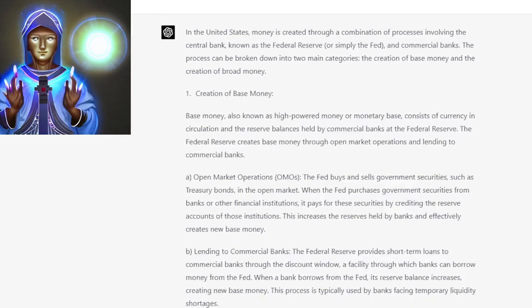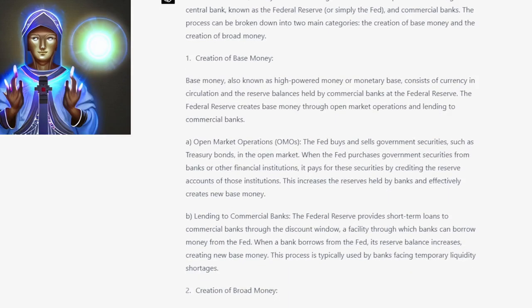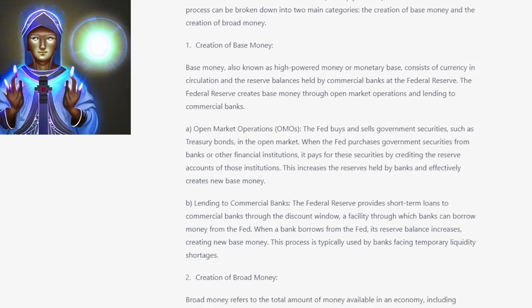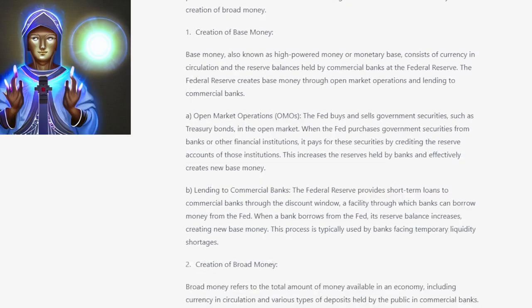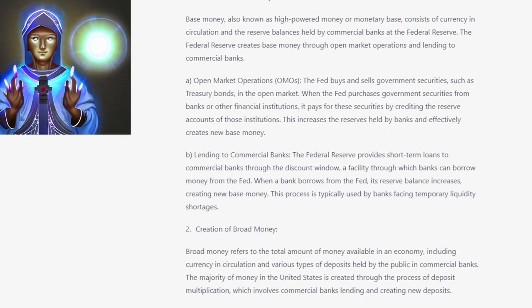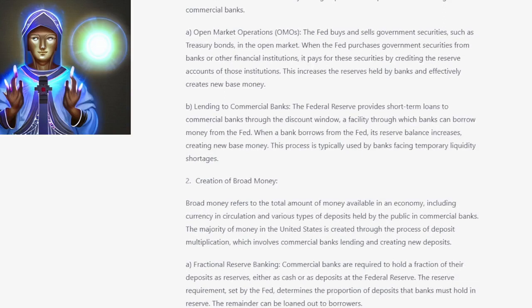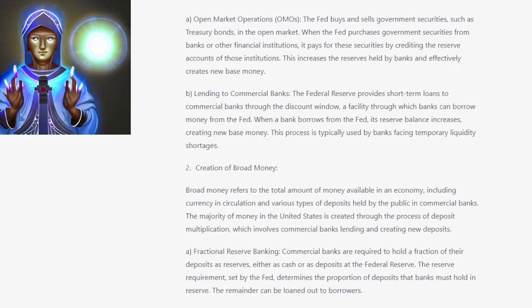Open market operations, OMOs. The Fed buys and sells government securities, such as treasury bonds, in the open market. When the Fed purchases government securities from banks or other financial institutions, it pays for these securities by crediting the reserve accounts of those institutions. This increases the reserves held by banks and effectively creates new base money.